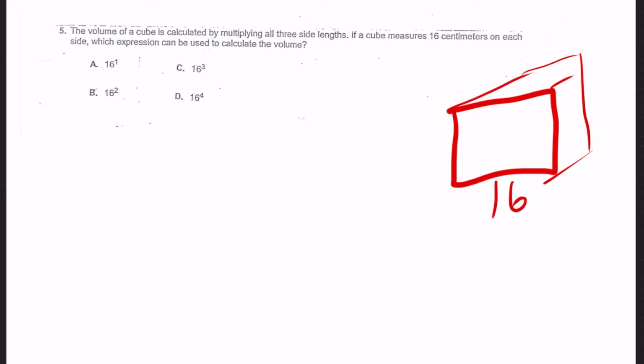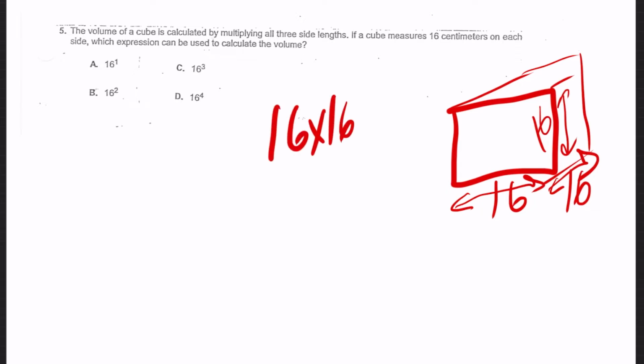So the length is 16, the width is 16, and the height is 16, right? The height going up and down, the length left to right, and the width is front to back. 16, 16, 16. So what we're doing here is taking 16 times 16, right? And then times 16. So 16 times 16 times 16. Which one of these answers shows 16 times 16 times 16?